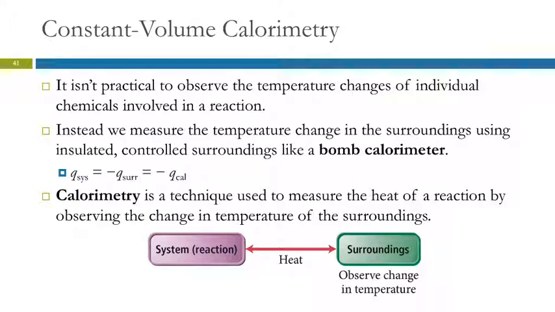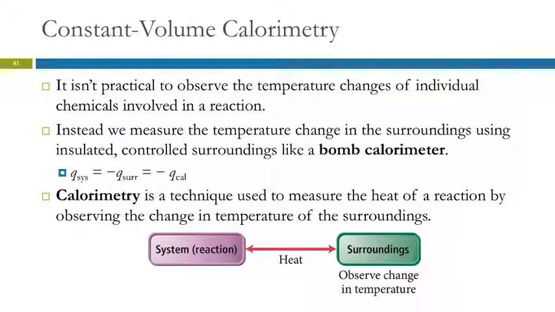There's not any good way to look at temperature changes of individual reactants in a reaction because they're all together, right? So what we do is we measure the change of the system, the reaction, by measuring the change of the surroundings. We can measure the change of the surroundings by very carefully controlling those surroundings, limiting what part of the universe can be affected by this heat.